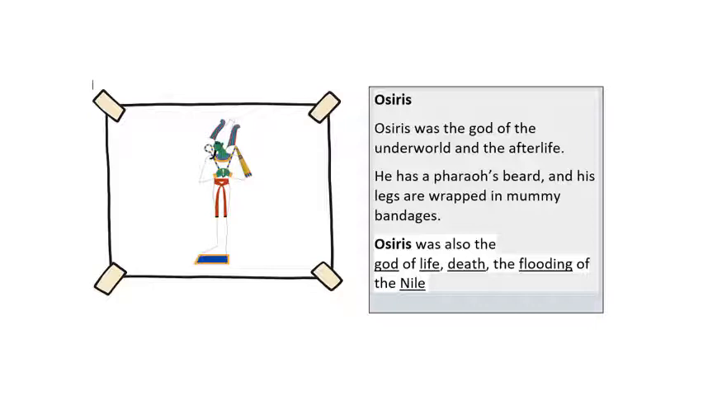This one's all about Osiris. He was the god of the underworld and the afterlife, and flooding the Nile as well, which I found quite interesting. He has a pharaoh's beard and his legs are wrapped in mummy bandages, so I gave a little description of his appearance. Now obviously I am not the best at drawing, so I just copied this off the internet, but you can draw. You don't have to do it in a Word document like I did, you can draw it on a piece of paper. So that's your task for history.